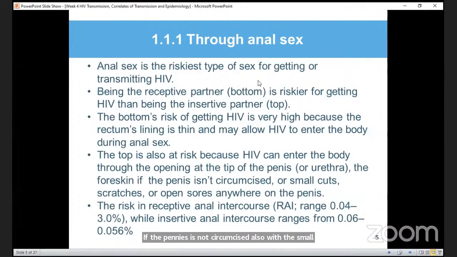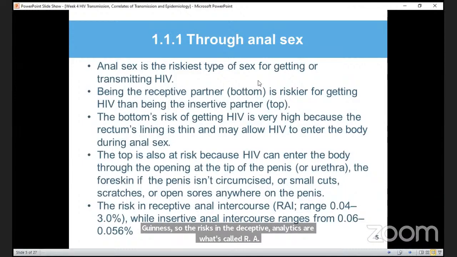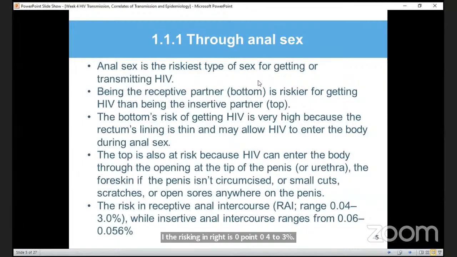So the risk in receptive anal intercourse, or what's called RAI, is 0.04 to 3%. That is the range of the risk, while insertive anal intercourse is normally 0.06 to 0.56%. So you can see the difference in terms of ranges, and you can appreciate that RAI is the most dangerous, or the riskiest form of sexual activity.